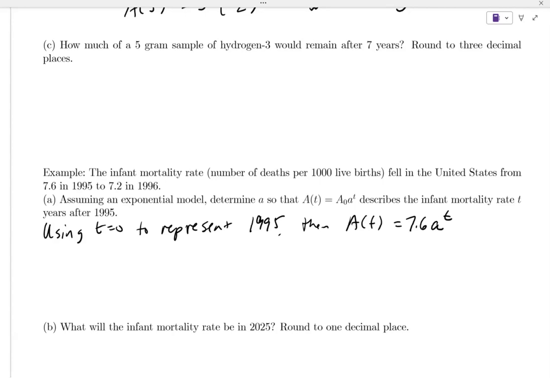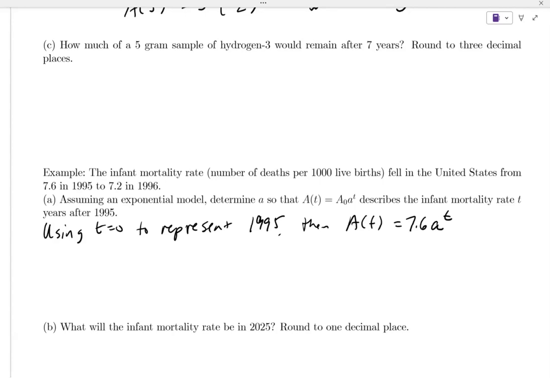is that in 1996, the infant mortality rate was 7.2. Well, what t corresponds to 1996? 1, right? So this says that when we plug in 1, we're supposed to get out 7.2.